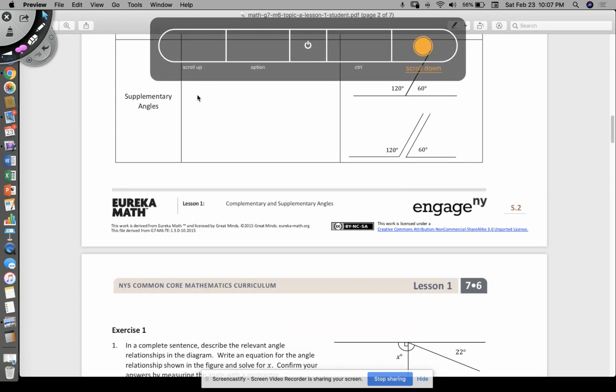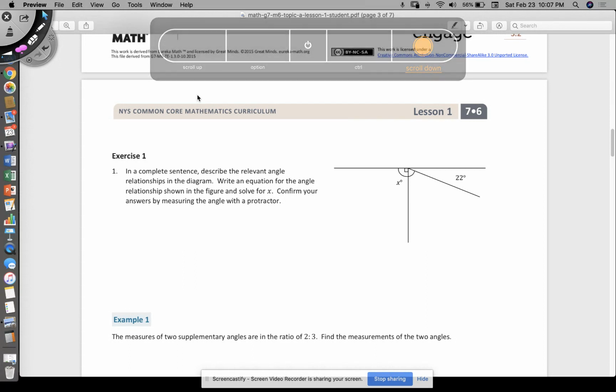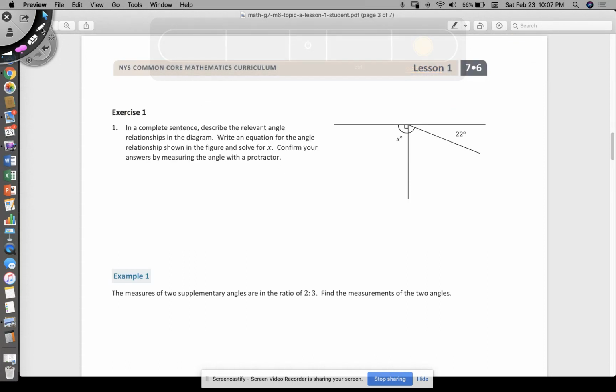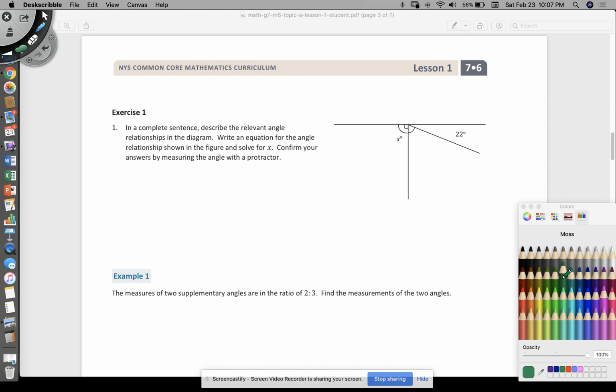All right, here we go. Now let's start solving some problems, and now we can get into the math. So if you need to refer back to those vocabulary terms, I would recommend doing so. That way you can understand what's going on here. All right, let's look at exercise 1. In a complete sentence, describe the relevant angle relationships in this diagram. Write an equation. All right, so first we need to have a sentence, then write an equation. Write an equation for the angle relationship shown in the figure and solve for x. Confirm your answers by measuring with an actual protractor.